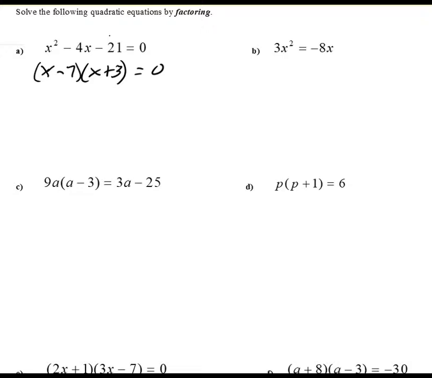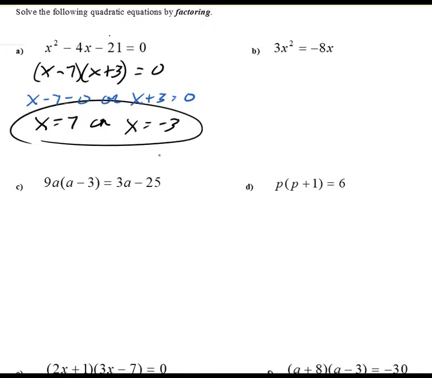So then once we have factored form equaling 0, we're going to solve each factor equaling 0, so x minus 7 equals 0, or x plus 3 equals 0. So solving each one, adding 7 to both sides, we get x equals 7, or subtracting 3 from each side, x equals negative 3. So we get our two answers of x equals 7 and x equals negative 3.